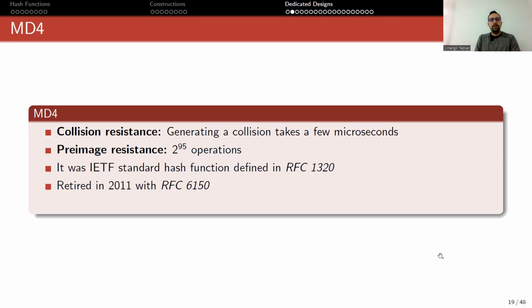Okay. It was an IETF standard hash function defined in RFC 1320 and retired in 2011 with RFC 6150. As you can see, this is a very late date. For a function where we can find collisions in microseconds, 2011 is a very late date. People actually stopped using it at the end of the 1990s. This influenced later designs like MD5, SHA-1, and RIPEMD.